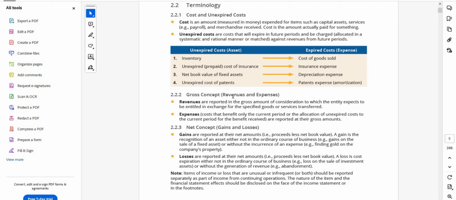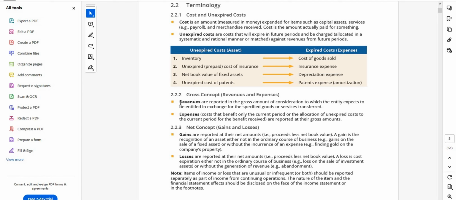Coming to the next one, the gross concept. Gross concept means the value of revenue and expenses in total. After deducting the taxes, or after deducting all the exchange losses, exchange gains, and taxes, we get net. So gross is the gross amount; after deducting all the things we get net. So study the gross concepts.